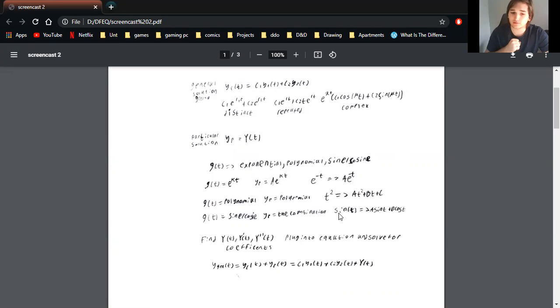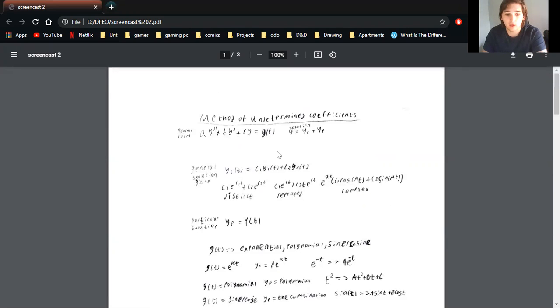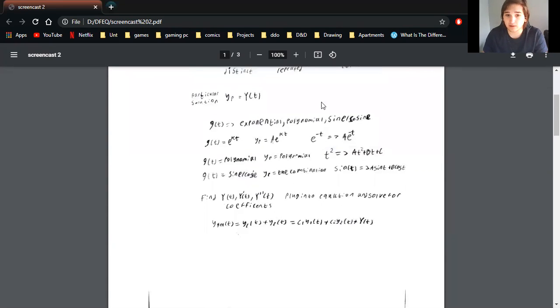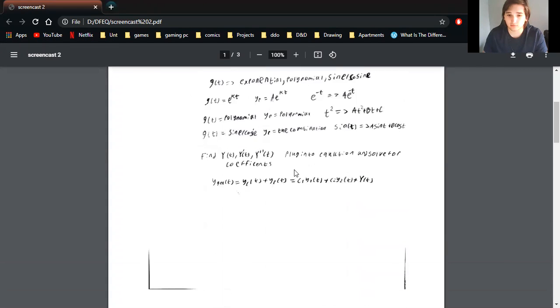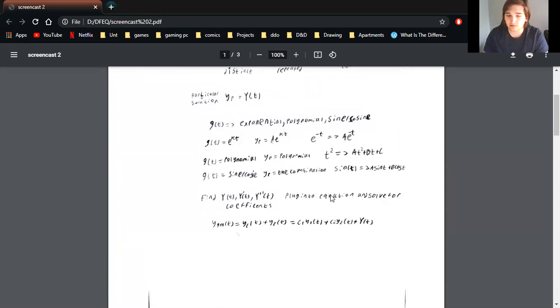In order to solve for those, you will take your particular solution and find the first and second derivatives of it. Once you have those, you plug them back into the general equation and solve for those coefficients. If you pick the right form for the particular solution, it should all work out. You should find your coefficients. Once you've found those coefficients, you plug them back into your particular solution, so you have a full particular solution with no unknown variables besides t.